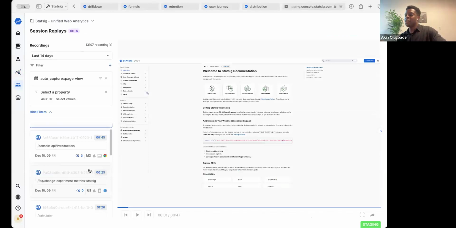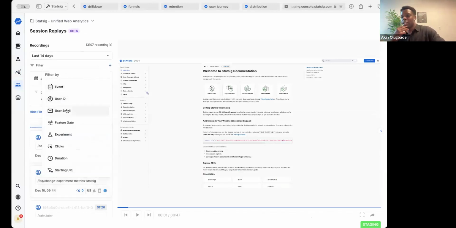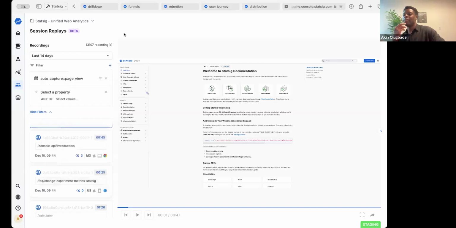And then last is a feature that we have in beta called session replays. This is really useful in understanding, one, scoping your blast radius to a specific spot, right? Through filters that we have, such as user ID, user email, feature gate, or experiment, or even the duration of replays. And then lastly, really understanding why an event is happening instead of just being stuck with the numbers, right? So getting that qualitative signal in addition to that quantitative signal.